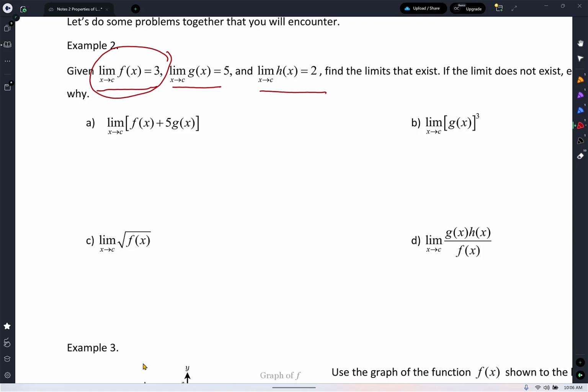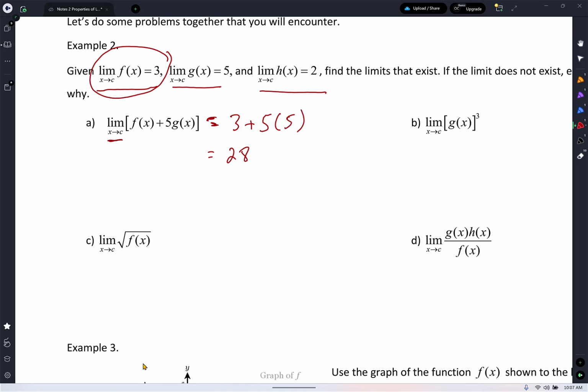All right, here we go. They're all approaching C, all these limits, because they want to use the properties. So what is the limit as x approaches C for f of x? 3. So I'm going to write 3 plus, and this is just 5 times g of x, so I'm going to write 5. What's the limit as x approaches C for g of x? 5, and there it is. What's 5 times 5? Plus 3. There it is. That equals 28. That's all you're doing, guys.